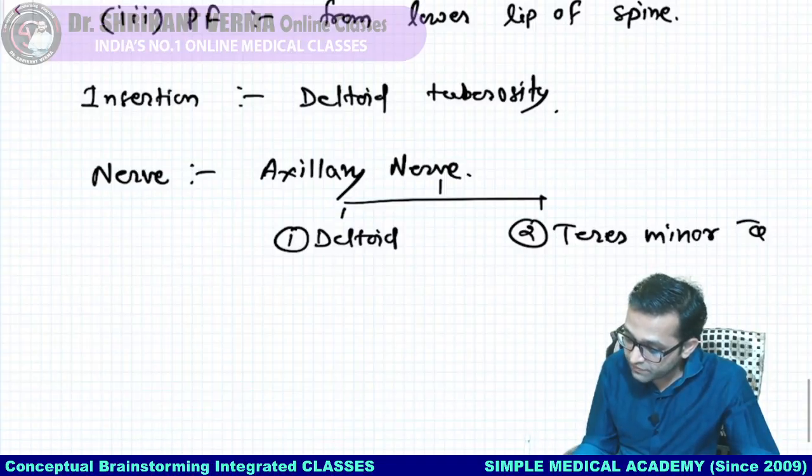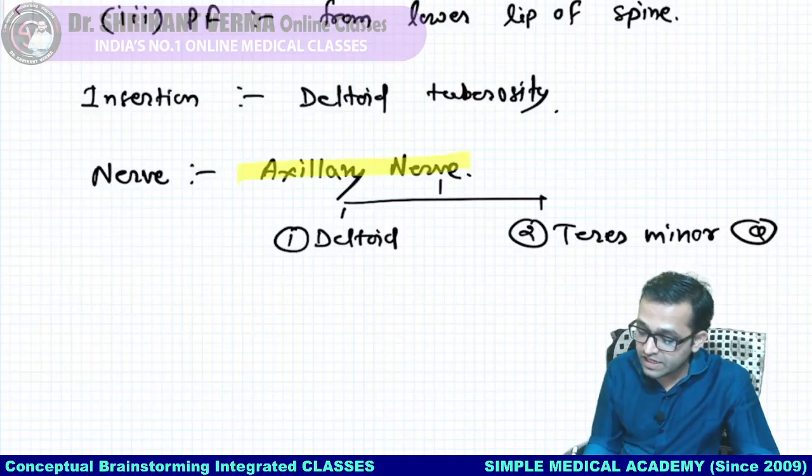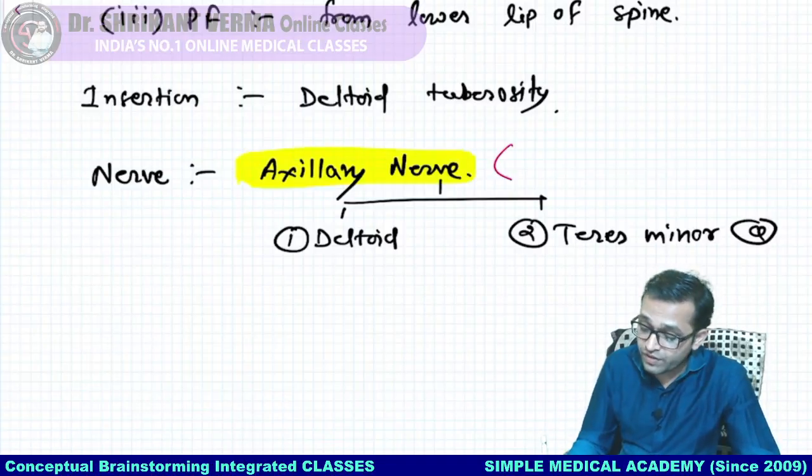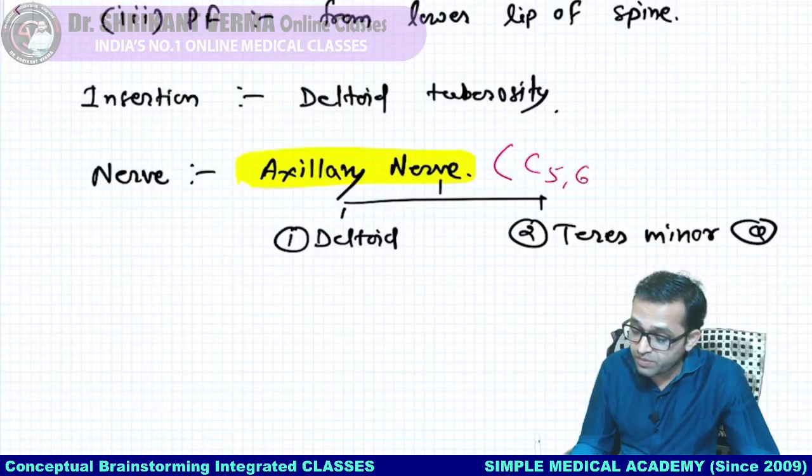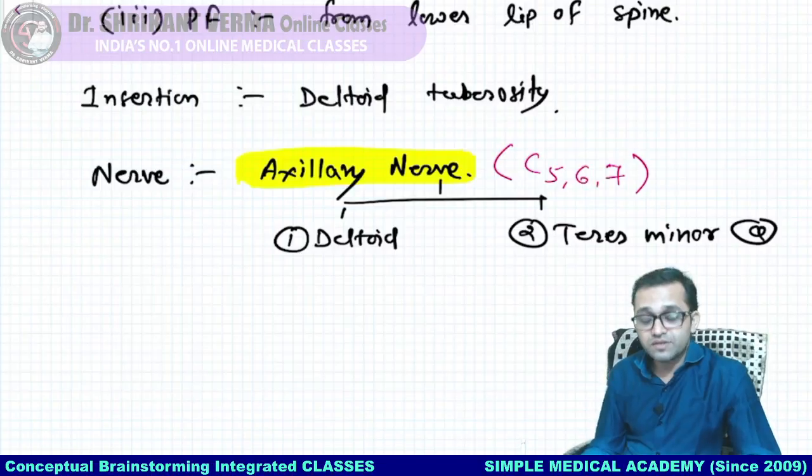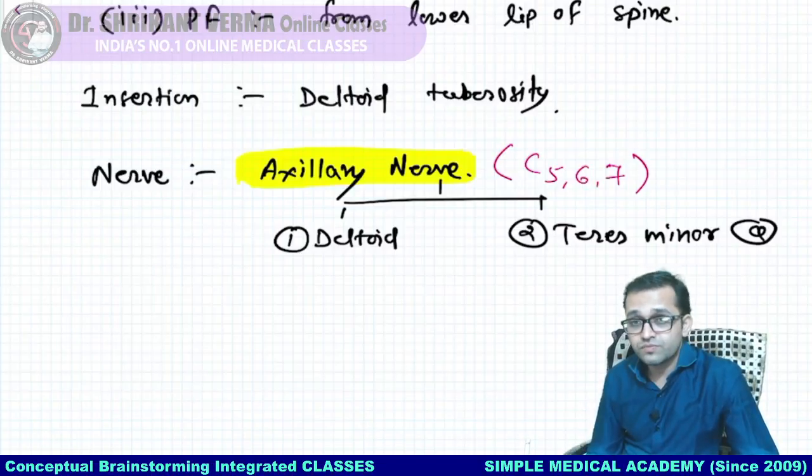So this is another very important MCQ: the axillary nerve supplies which two muscles, and it is also asked what is the root value. We have learnt many times, C5, C6, with little contribution from C7 also, C7 root.